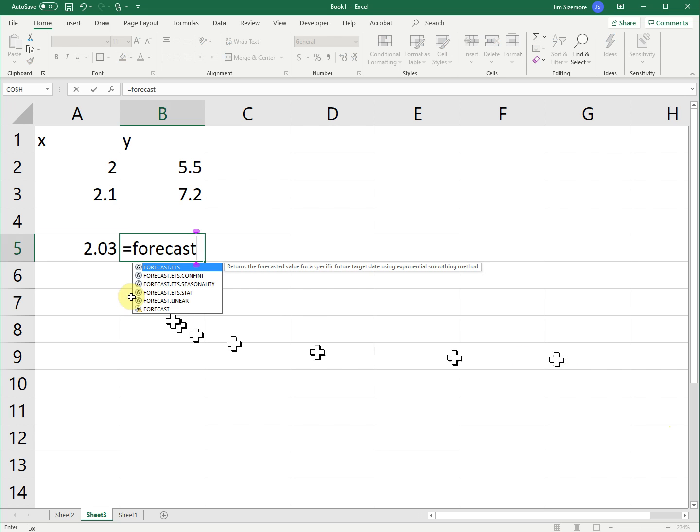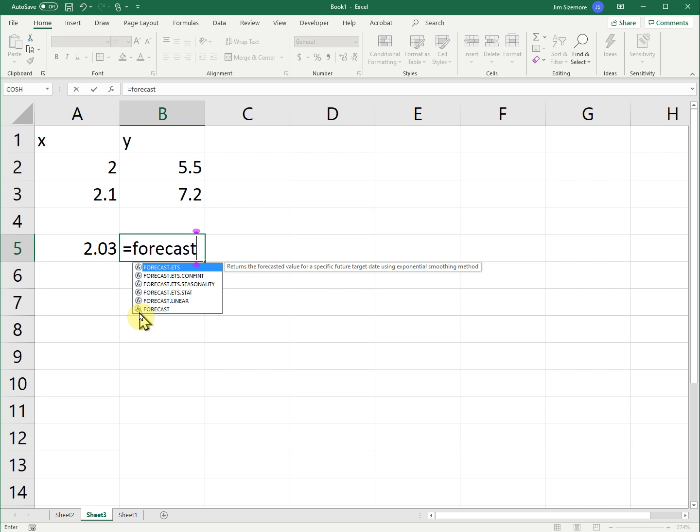Forecast. Now, again, Excel has a lot of different options. Linear is probably what you want. For seasonality, confidence interval, exponential smoothing, all these other things, you can figure out when you're later. We can't learn everything about Excel right now. Let's just stick with simple linear. This one's also simple linear.